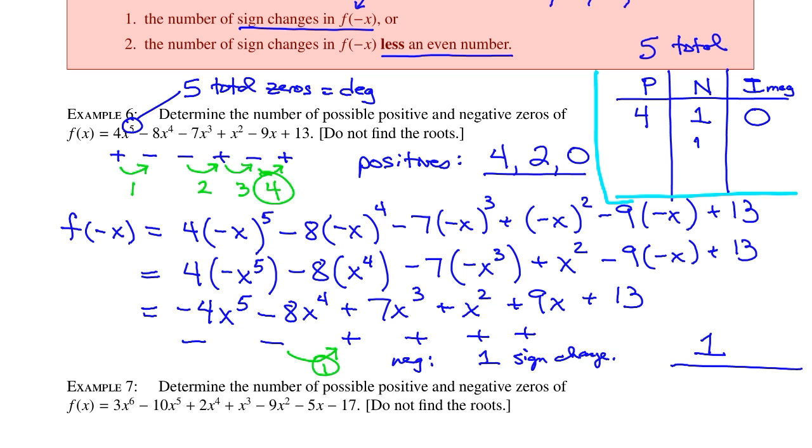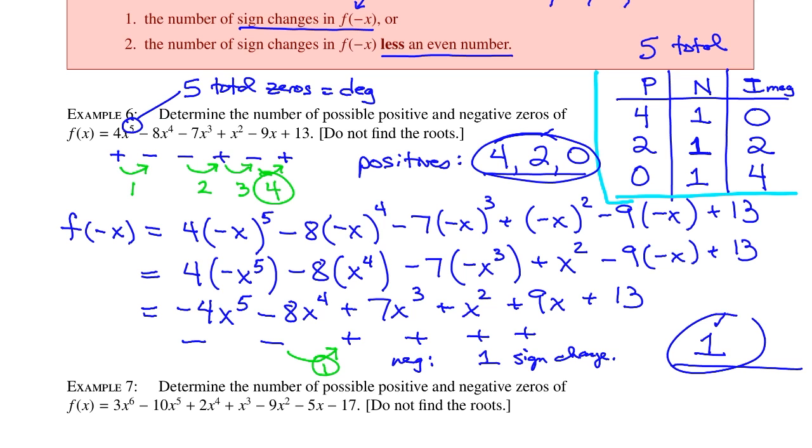Now again, let's do another one. So we still have just the one negative number, but I could have 2 positive numbers. Well, if I have 2 positives and 1 negative, that leaves me with 2 possible imaginary numbers. And finally, we could still have the 1 negative. We could have 0 positives, and that would leave me with 4 imaginary roots. And those are all the combinations. I've used every combination between the positives and the negatives.